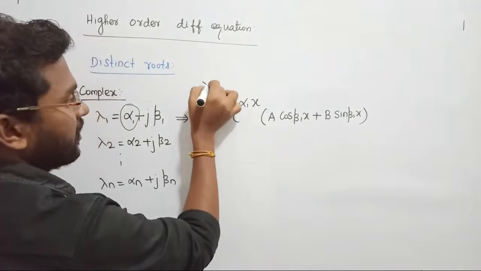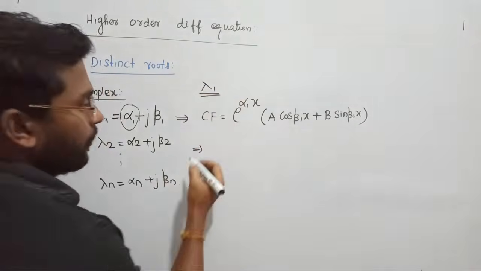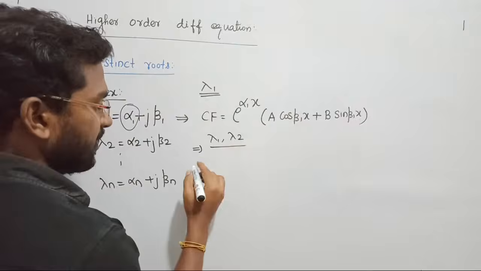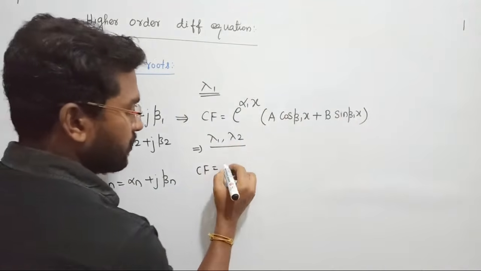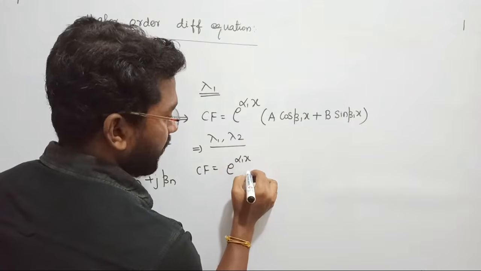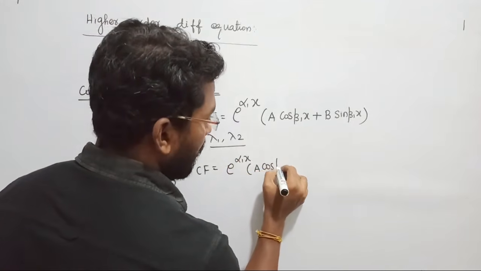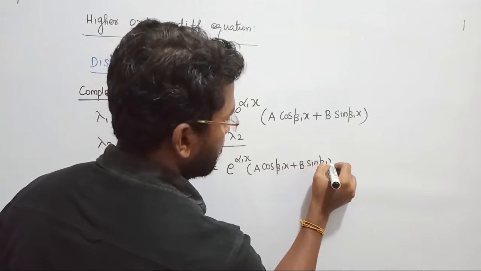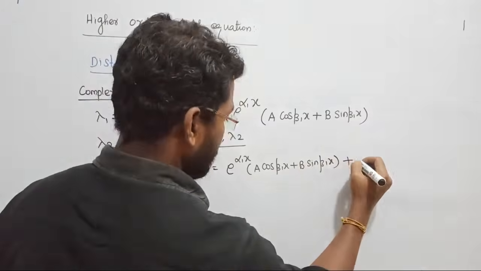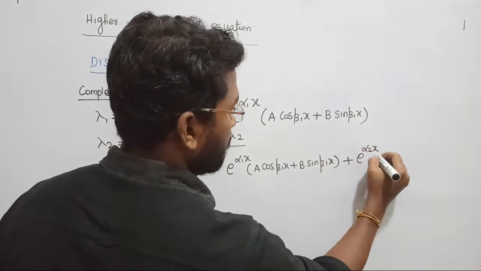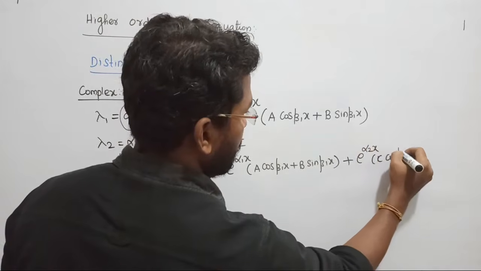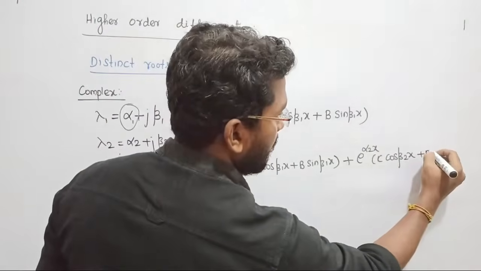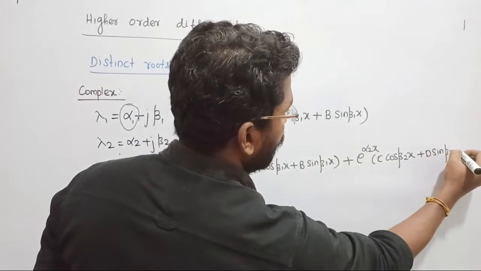In this case I am considering only one variable. Suppose I have two roots, lambda 1 and lambda 2. Then we just have to expand this expression. The complementary function becomes e power alpha 1 x in bracket, A cos beta 1 x plus B sine beta 1 x. Similarly, plus e power alpha 2 x in bracket, C, another constant, cos beta 2 x plus D sine beta 2 x.